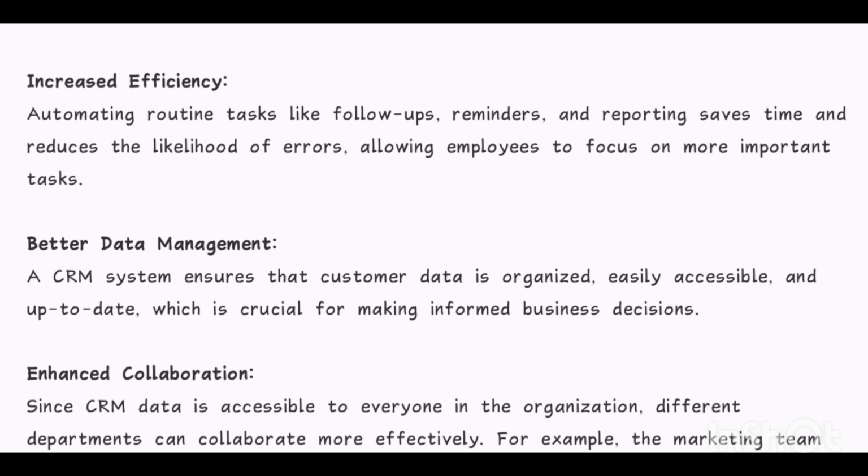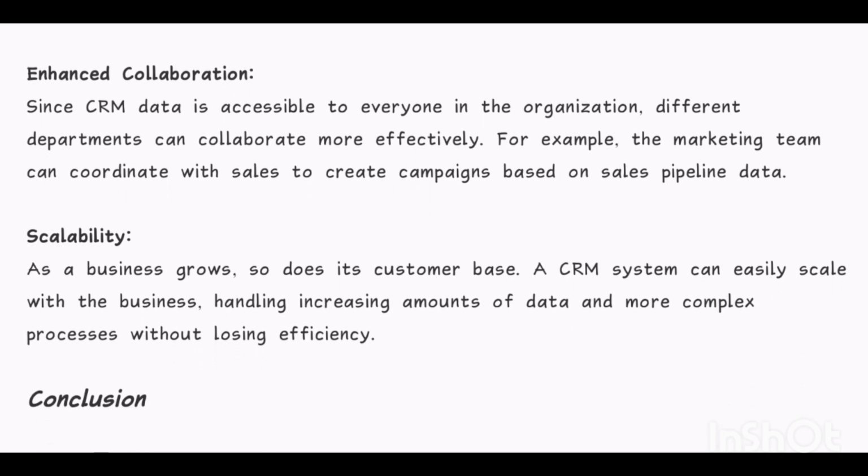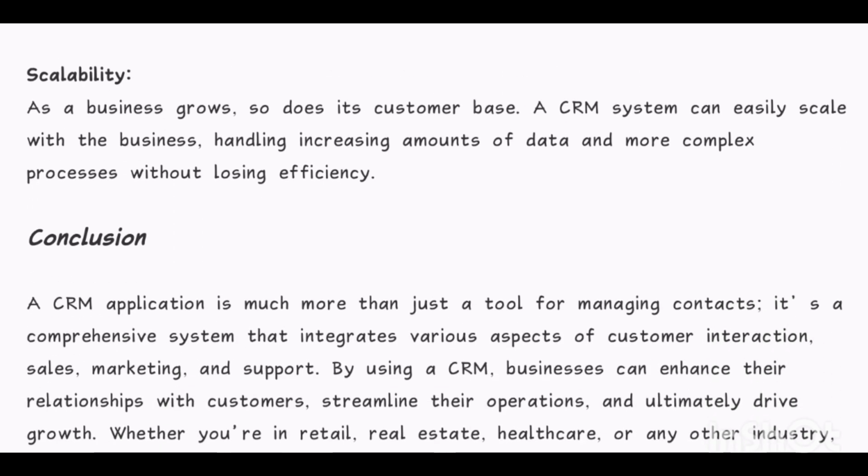Better data management. A CRM system ensures that customer data is organized, easily accessible, and up to date, which is crucial for making informed business decisions. Enhanced collaboration. Since CRM data is accessible to everyone in the organization, different departments can collaborate more effectively. For example, the marketing team can coordinate with sales to create campaigns based on sales pipeline data. Scalability. As a business grows, so does its customer base. A CRM system can easily scale with the business, handling increasing amounts of data and more complex processes without losing efficiency.